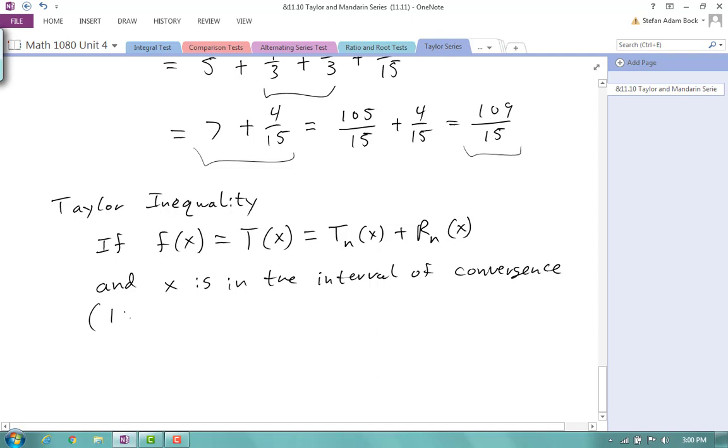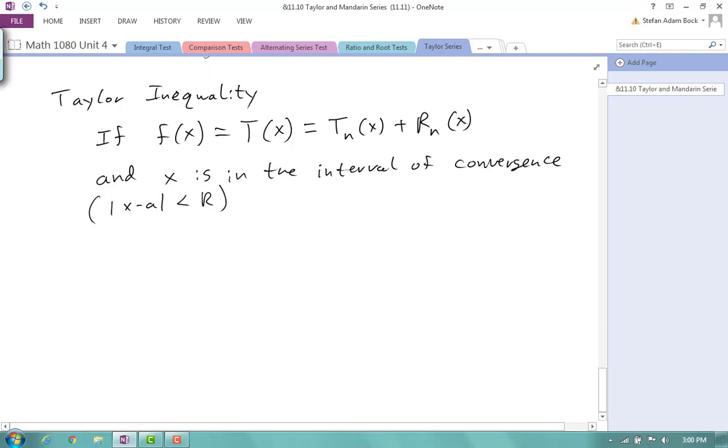specifically that's like saying x minus a, which is the center, is less than r, which is the radius of convergence. I said this slightly backwards, but the function is only equal to its power series on the interval of convergence, and otherwise it doesn't make any sense. Then, for all x such that x minus a is less than or equal to some number d.